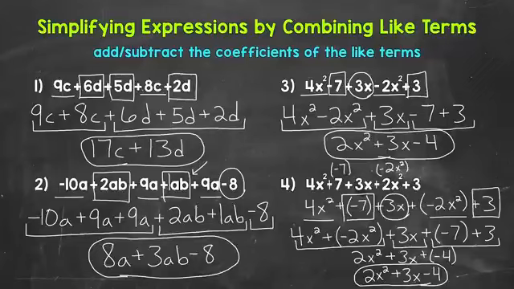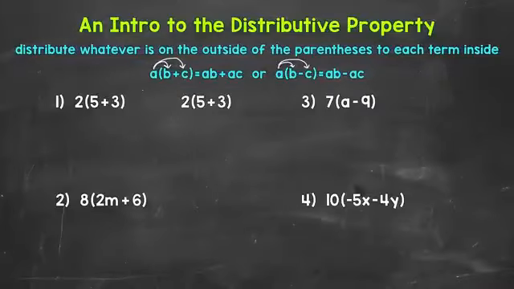Let's move on to the distributive property. Here is an introduction to the distributive property. Now, the distributive property can help us remove parentheses within algebraic expressions. This helps us simplify expressions when we do not have like terms within parentheses that we can combine. Now remember, when we have something next to parentheses, that means multiplication. So we can use the distributive property to distribute whatever is on the outside of the parentheses to the terms inside the parentheses. The distributive property works when we have addition or subtraction inside of the parentheses.